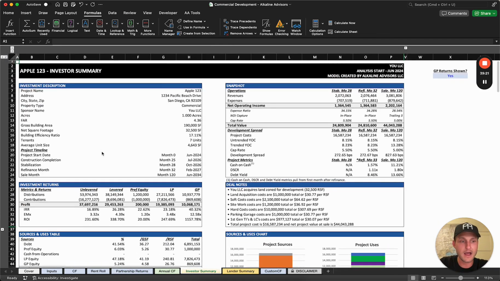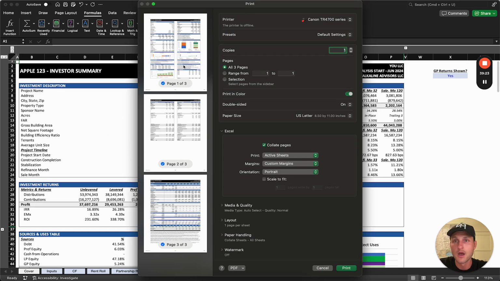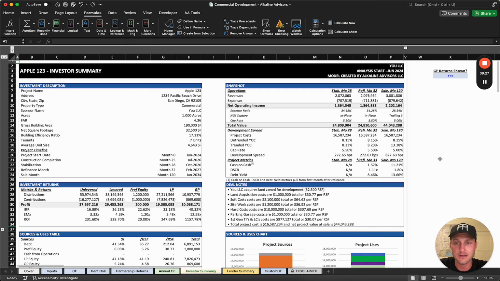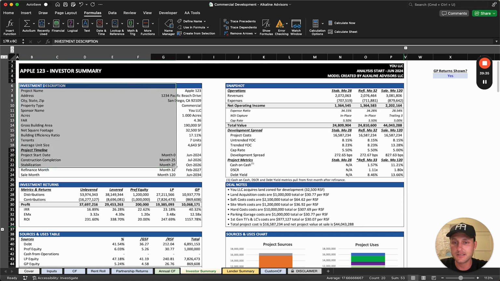If you print it out, I don't know if you'll be able to see this, but you can print it out into a 3-page PDF. It's all nice and neat that you can print and send around. But you can see you've got your LLC up here, the project here, everything auto-populates. We have the investment description.